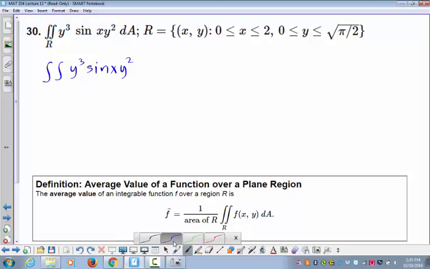U sub won't work there because of the y on the inside. The derivative of y cubed is 3y squared, and it's not y squared on the inside, so u sub won't work. You'd have to do integration by parts. How many times? You'd have to do it a few.